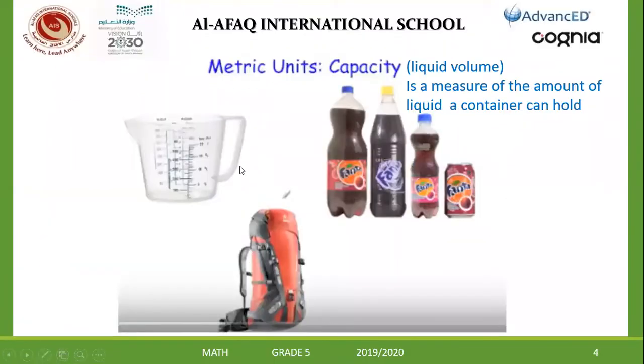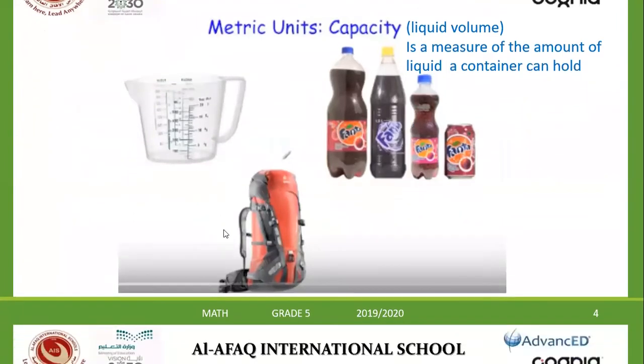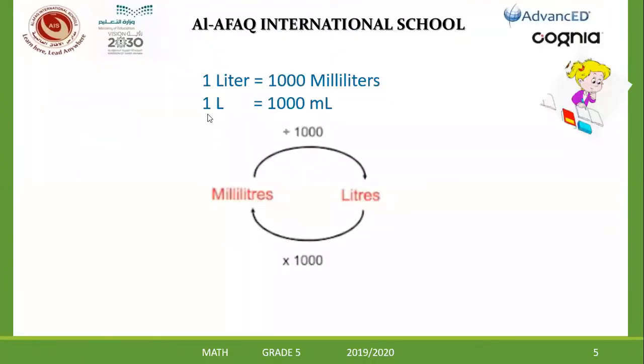As we said yesterday, there are two units we can use to find the capacity or the liquid volume. These units are milliliter and liter. What is the relationship between milliliter and liter? 1 liter equals 1000 milliliters. If you want to convert from smaller to larger, I get the answer by using which operation? Division. And from larger to smaller, I get the answer by using multiplication.